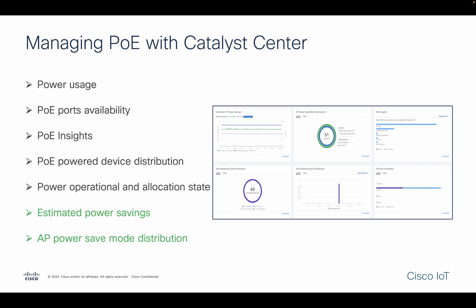PoE monitoring becomes easier with the Catalyst Center. It has a rich dashboard that can provide you with information such as power usage, the number of PoE ports available, power distribution, and the operational state. Every organization today has a sustainability goal. Catalyst Center helps you out in that aspect as well. It can provide you the estimated power savings when you run the access points in the power save mode.